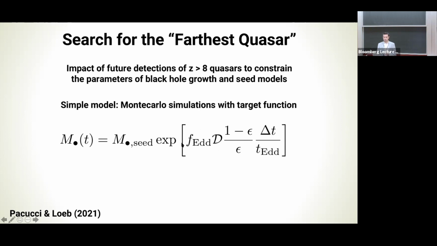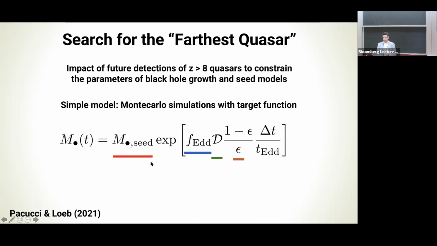This is the Eddington ratio, so the ratio between accretion rate and Eddington accretion rate. This is the duty cycle, so the time spent accreting. This is the radiative efficiency. And this is the time spent accreting, so it's the time between seeding and detection of the quasar, while this is just a combination of parameters, about 450 megayears.